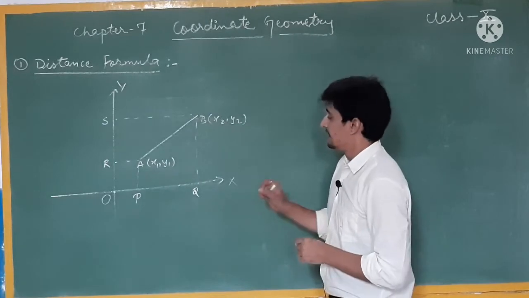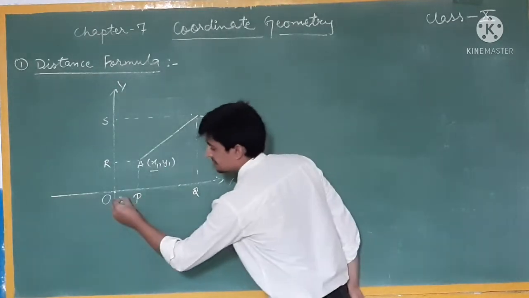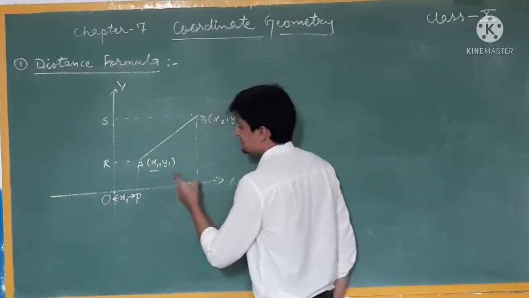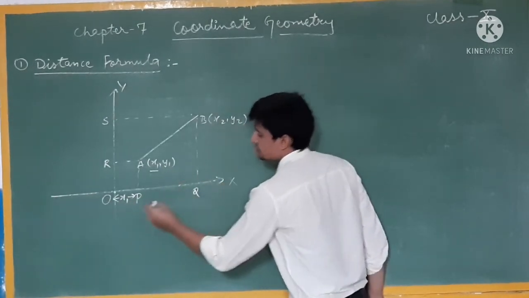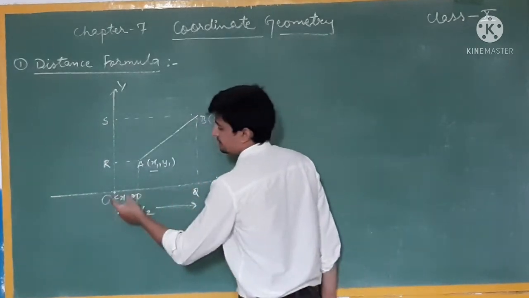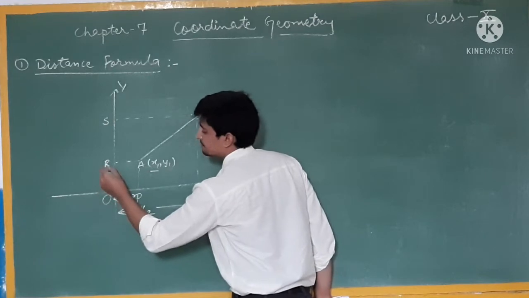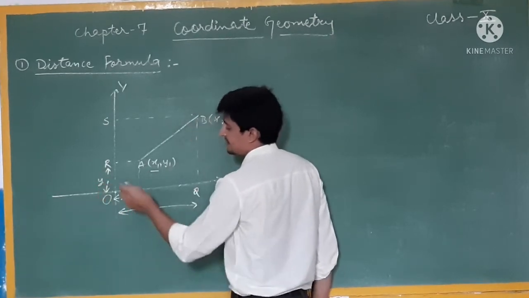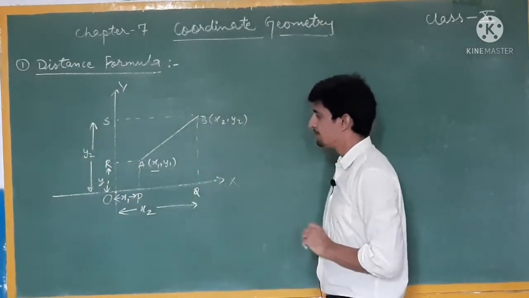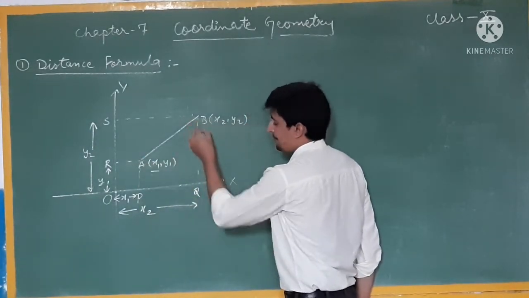Now the distance OP will be x1, and the distance OQ is x2. Understood? Going on the y-axis, the distance OR will be y1, and the distance OS is y2. Understood? Now I will take a perpendicular from point A on BQ.